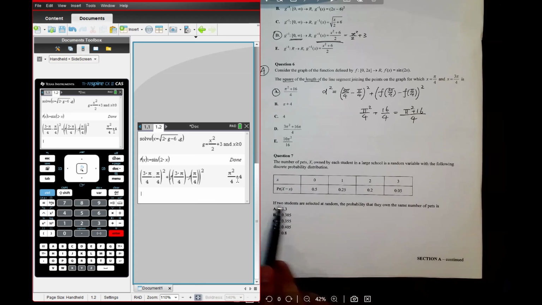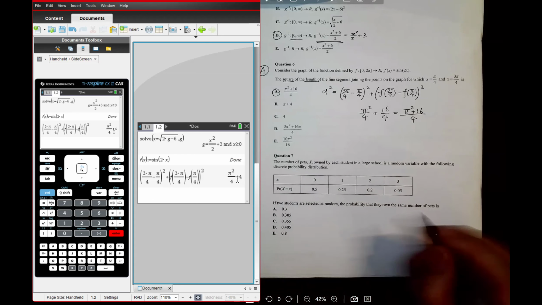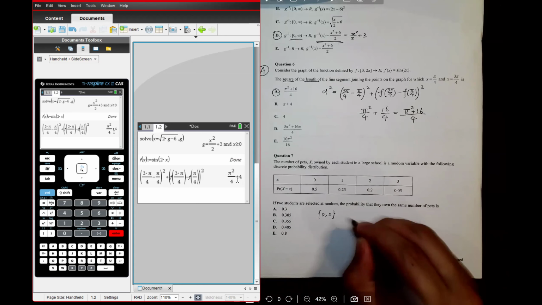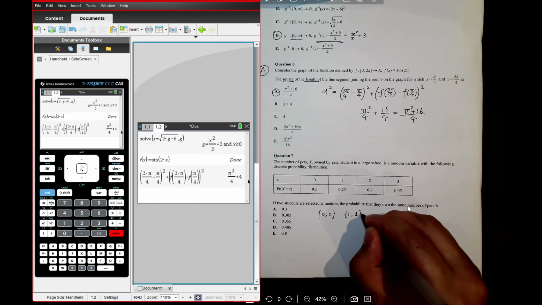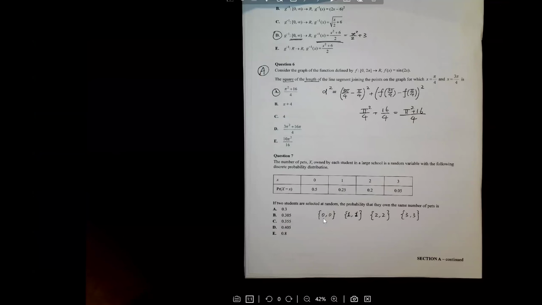Now, if two students are selected at random, what is the probability that they own the same number of pets? So the same number for two students: 0, 0, 1, 1, 2, 2, 3, 3. Notice that the results will be independent, okay? So let me write them down properly. 0, 0, 1, 1, 2, 2, 3, 3.